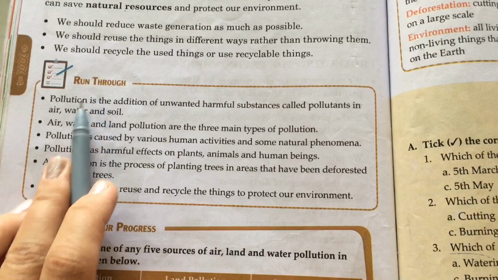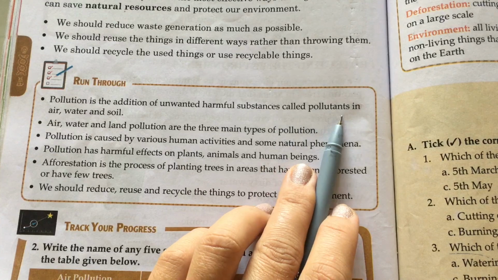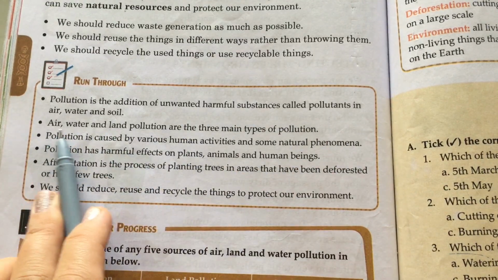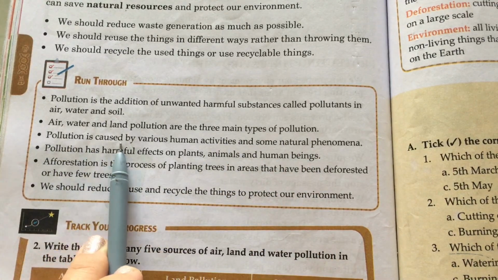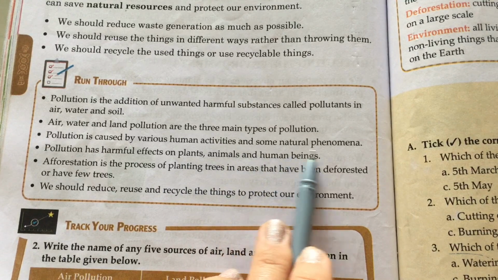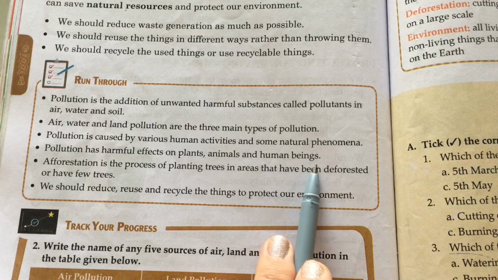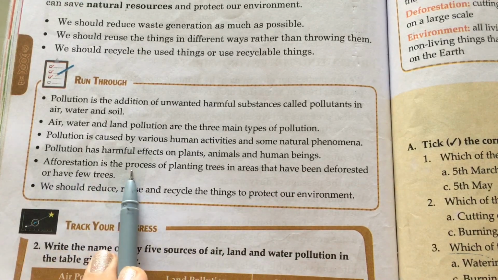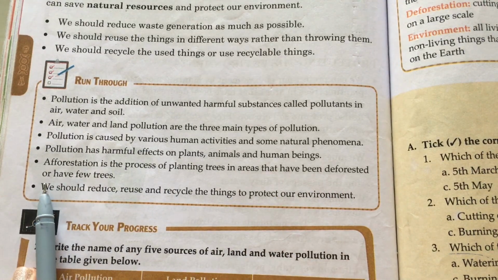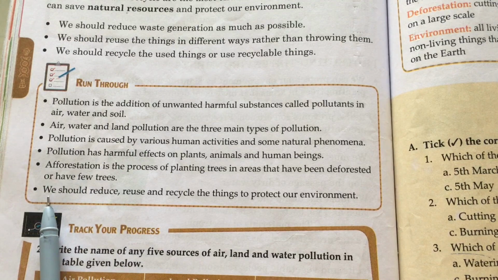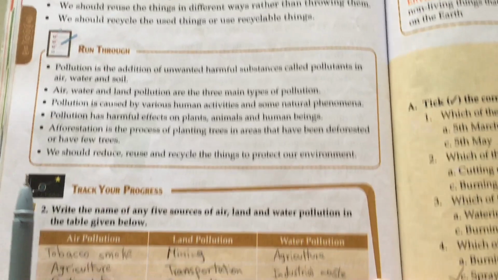Run through. Pollution is the addition of unwanted harmful substances called pollutants in air, water, and soil. Air, water, and land pollution are the three main types of pollution. Pollution is caused by various human activities and some natural phenomena. Pollution has harmful effects on plants, animals, and human beings. Afforestation is the process of planting trees in areas that have been deforested or have few trees. We should reduce, reuse, and recycle the things to protect our environment.